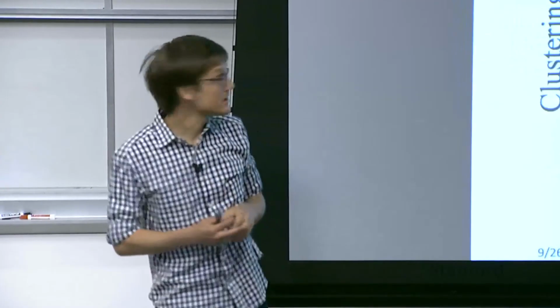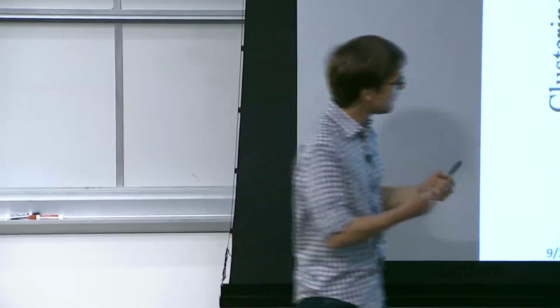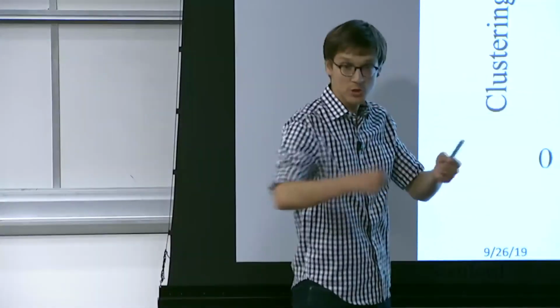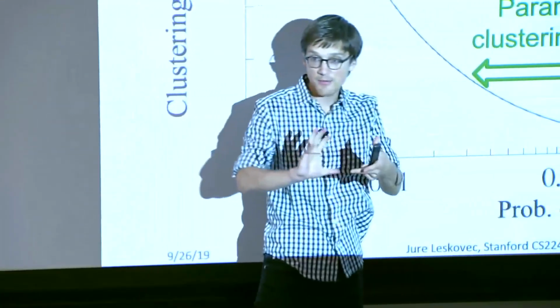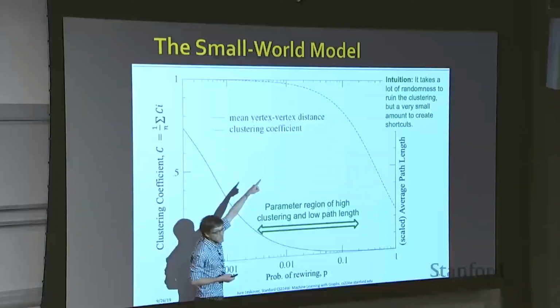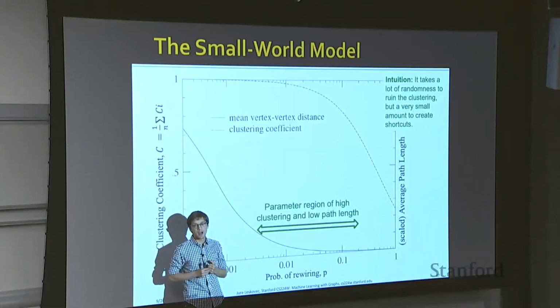We have low diameter, but the clustering still remains high. So the point is that in this case, essentially, we need just a few of these random shortcuts to collapse the diameter, which seems to be a very fragile property, while the clustering still remains robust and high.